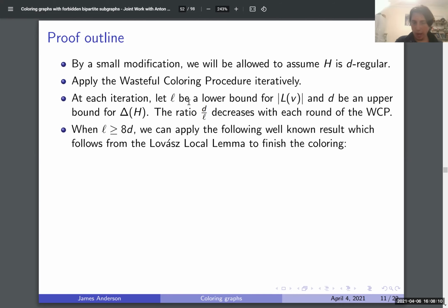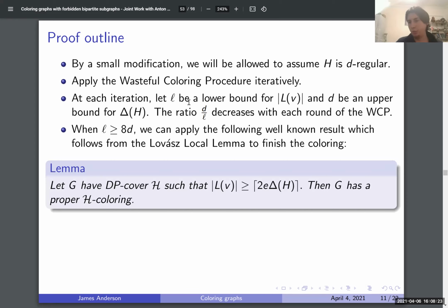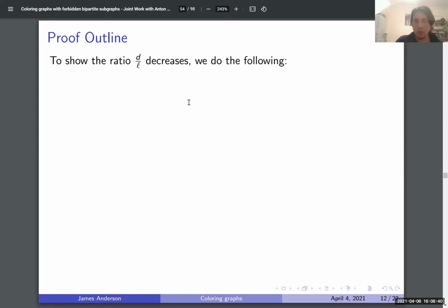When we hit the point where L is greater than 8D, we'll be able to use the Lovász local lemma to finish the coloring. And this follows from a well-known result for list coloring. We've just renamed the notation to be in terms of DP coloring. So when the list sizes are at least the ceiling of 2e delta H, then G has a proper H-coloring. So to conclude the proof, we're going to need to show that this ratio D over L decreases, and this is the main bulk of the work.